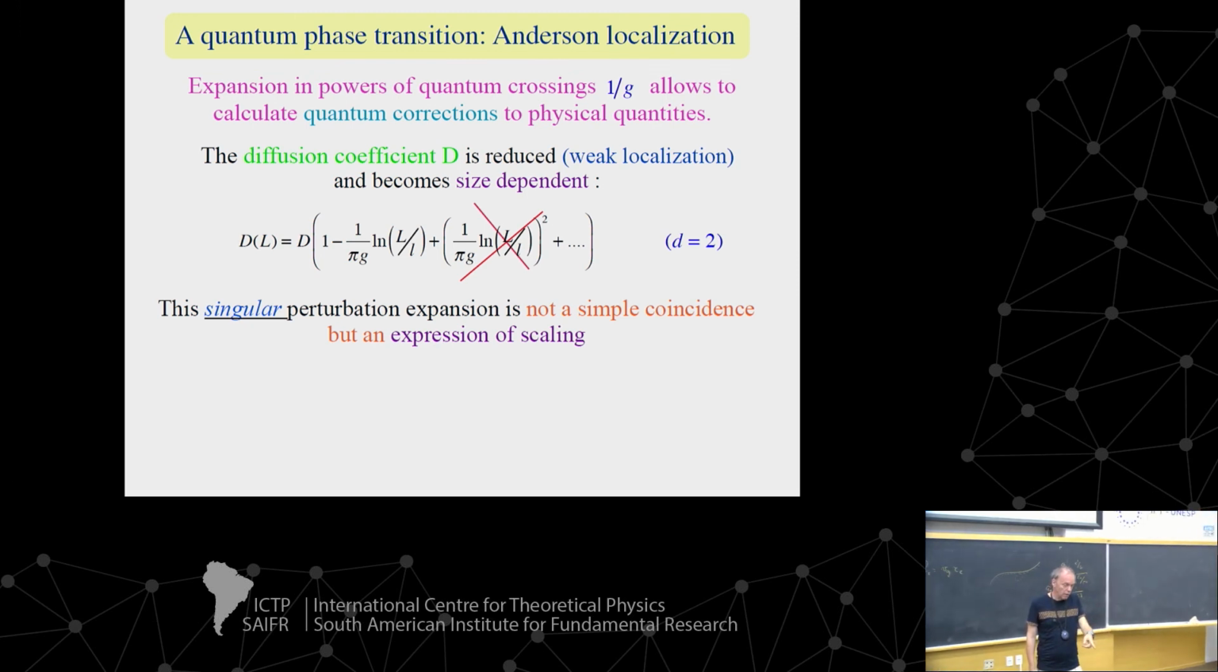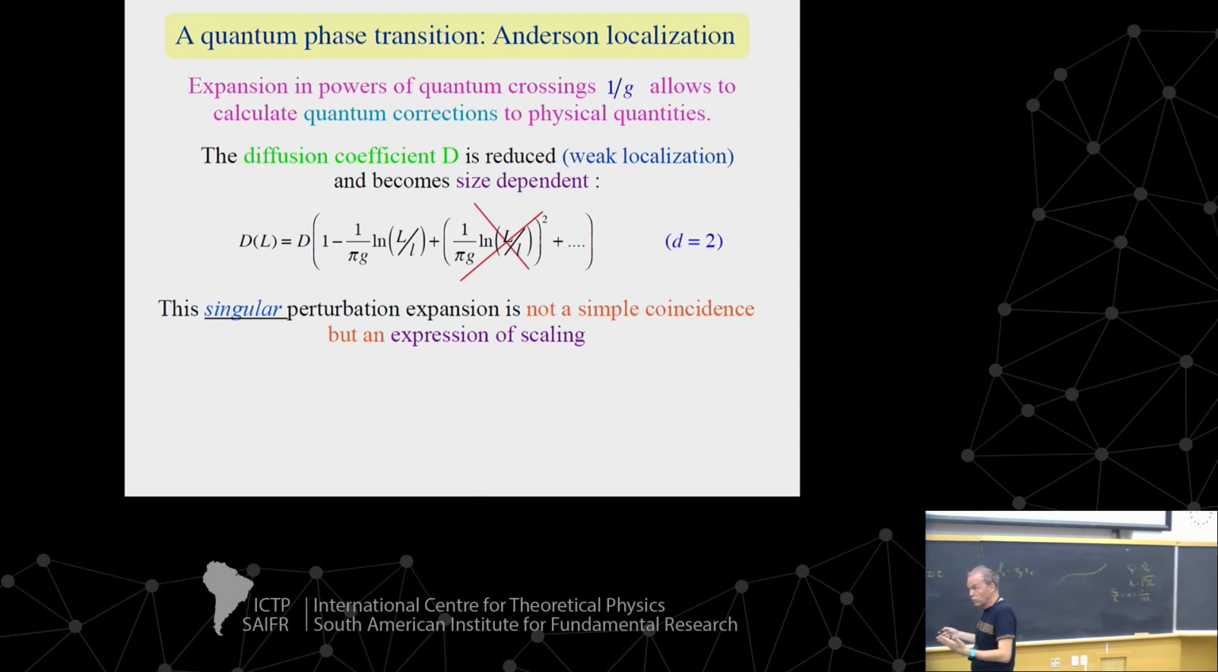And so it is singular because it's an expansion in 1 over g, which is a small parameter, but this is times the logarithm of the size of the system, L, divided by the elastic mean free path. So this term is huge because we are in a multiple scattering regime. So the logarithm of this is much smaller, but anyway, this diverges in the limit of large L going to infinity. So this is singular, okay?